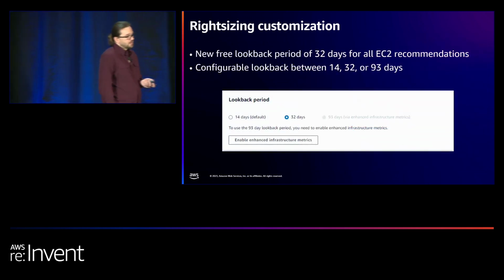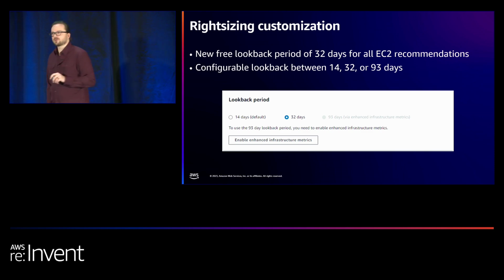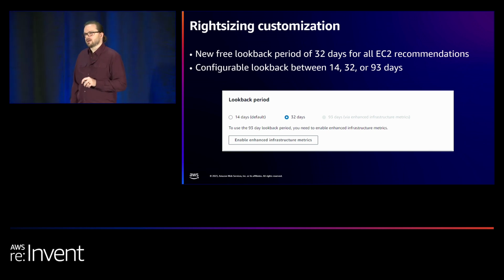So the look back period, there is a new option in there, the 32-day option. This is a brand new free setting that you can go in and check, which will change Compute Optimizer to use 32 days of utilization data for all recommendations. Now, this is important because this will capture all of your monthly utilization cycles and behavior and patching and maintenance and all of that stuff. So every single recommendation will be aware of your monthly patterns and cycles.